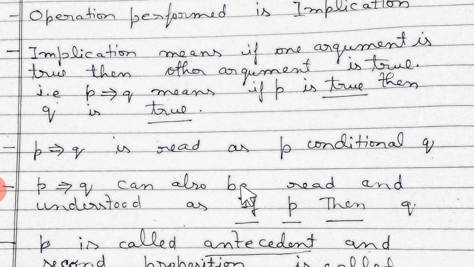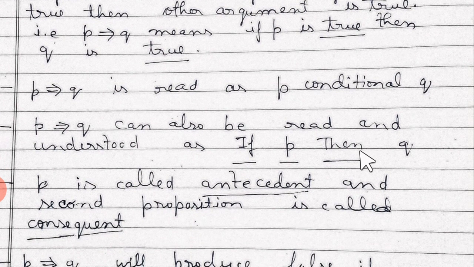Now P, this symbol, Q is read as P conditional Q. P conditional Q can also be read and understood as if P then Q. P is called the antecedent and the second proposition Q is called the consequent. Always remember that. Whatever is written before the conditional, what is appearing here? P. So that is the antecedent. Whatever is appearing after the conditional is the consequent. Always remember that these two terms are very important.